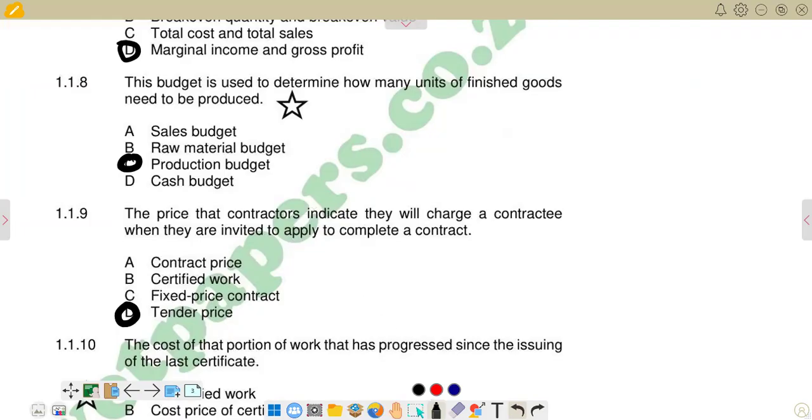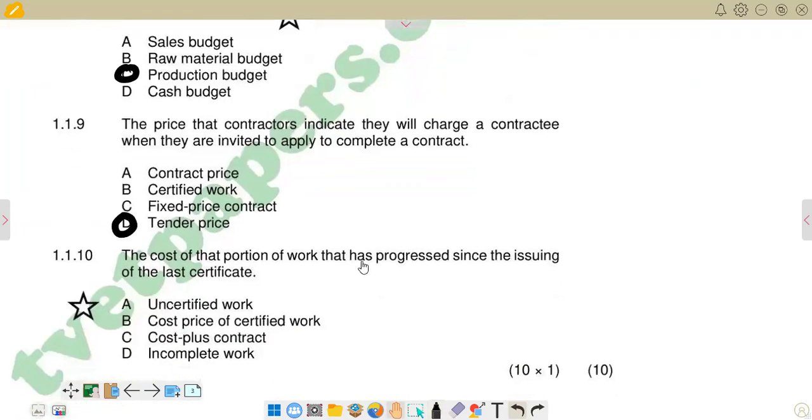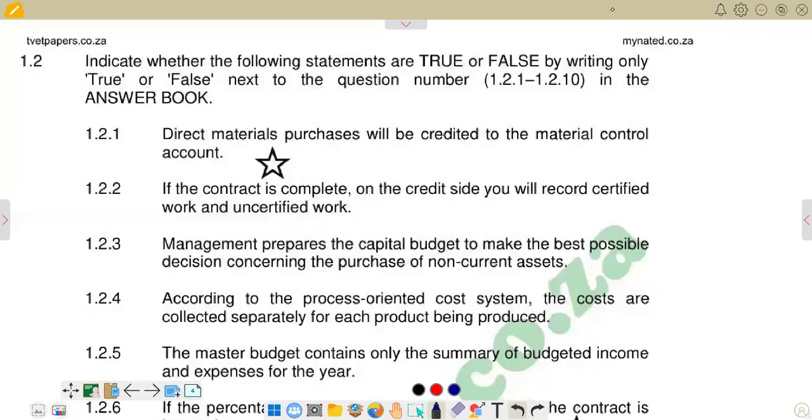Then we go to the next one, which is 1.1.10. The cost of that portion of work that has progressed since the issuing of the last certificate is the question. So it's that uncertified work is the most appropriate answer that we have there. So we can indicate it as A. So this is what we have in terms of the first part of the question.